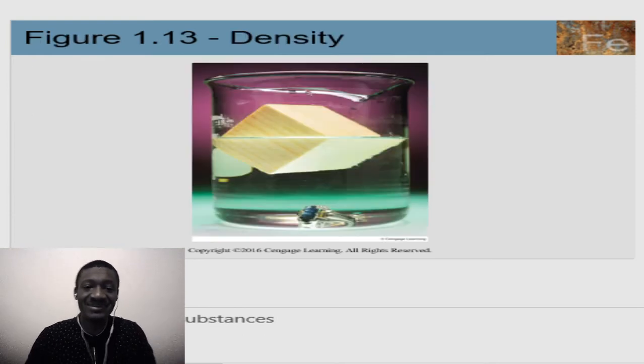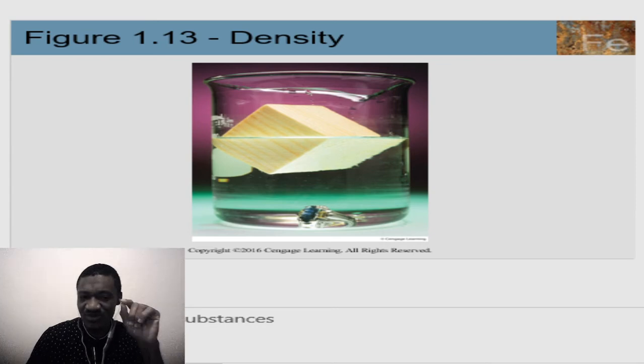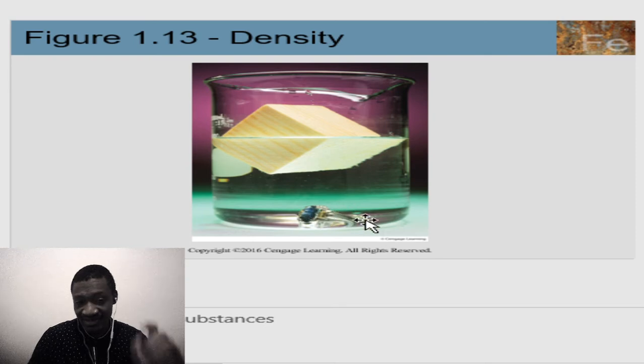So here you have an image just to show the density situation. Notice in the picture, some of you might see the wood on the surface, but you don't notice the ring underneath. And in your thinking, you'll be like, the wood is bigger, the ring is smaller, but how come the ring is in the water but the wood is on top? So density is what explains why.